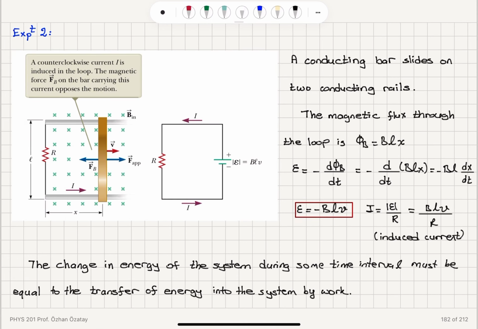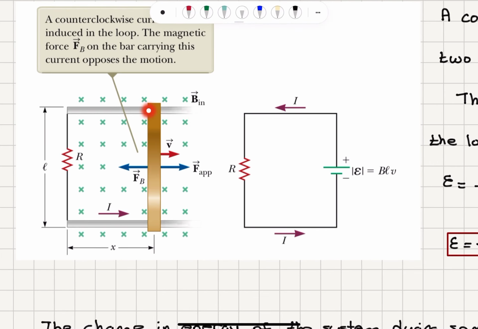Okay, so we've talked about a second experiment for motional EMF, where we have a conductor moving with constant velocity v to the right in a uniform magnetic field. Since this is going to feel a magnetic force, IL cross B, the induced current on this circuit will be in the counterclockwise direction. As we talked about the motional EMF before, we have a positive potential here and a negative potential here. The current flows in this direction.